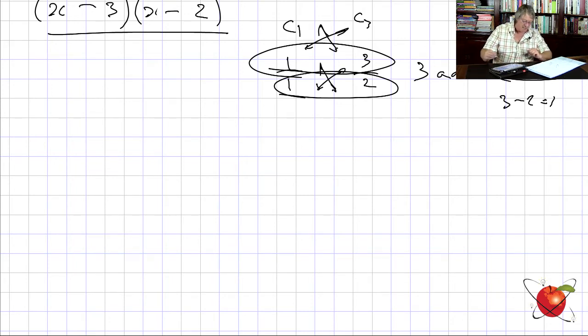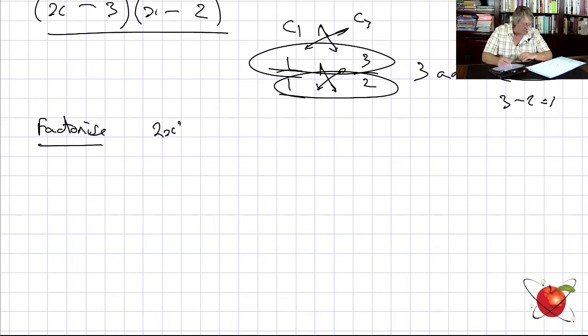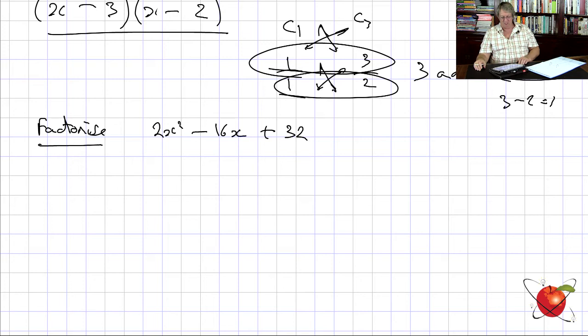Okay, dokes. Let's have a look. Now let's bring in something else. Let's say they say factorize 2x squared minus 16x plus 32.